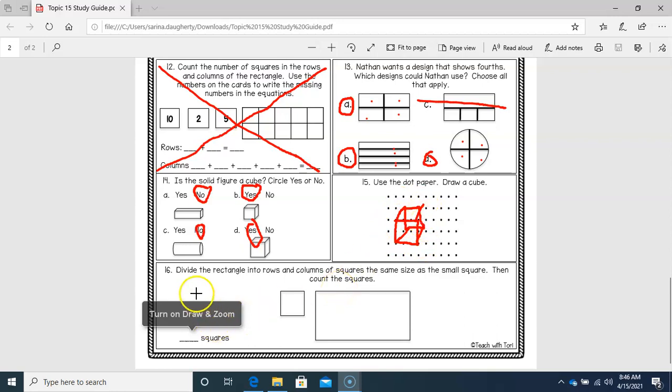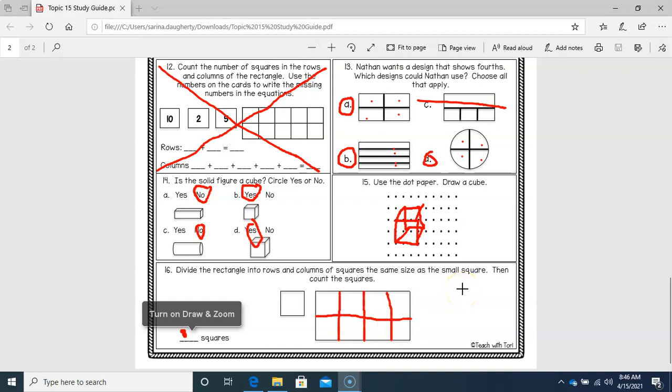All right. Divide the rectangle on number 16 into rows and columns of squares the same size as the small square, then count the squares. So you're going to try to use this and make this as close as you can, because you can't really cut it out because it's a test. So you're just going to try to make them about the size of that square and then count how many rows and how many squares. So I have 1, 2, 3, 4, 5, 6, 7, 8. I got 8 squares out of that one. That's as close as I can make it to equal.